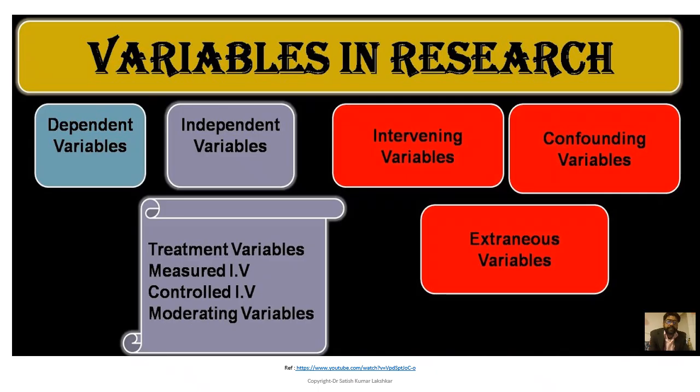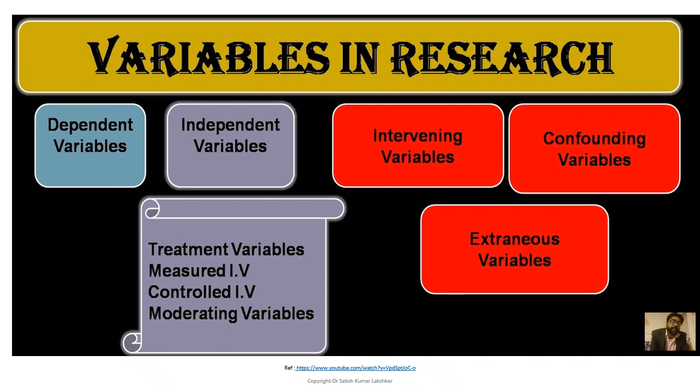Now on your screen you can see these are further categorized into different categories. I am talking about variables, different types of variables used in research. So dependent variable, we talked about this. Independent also. Now further there are other categories also: intervening variable, confounding variable, extraneous variable. This we talked about in the previous slide also.